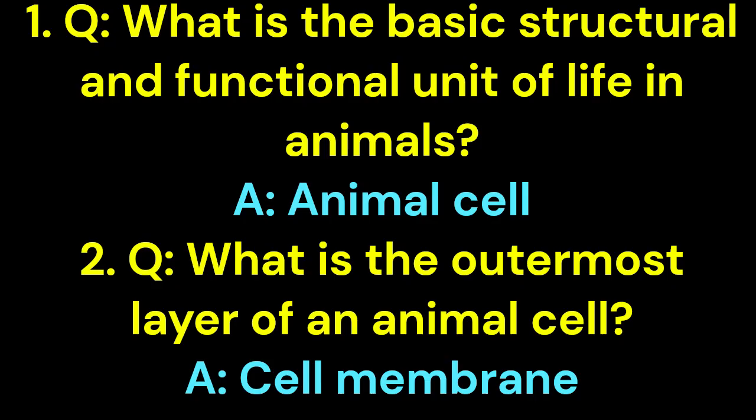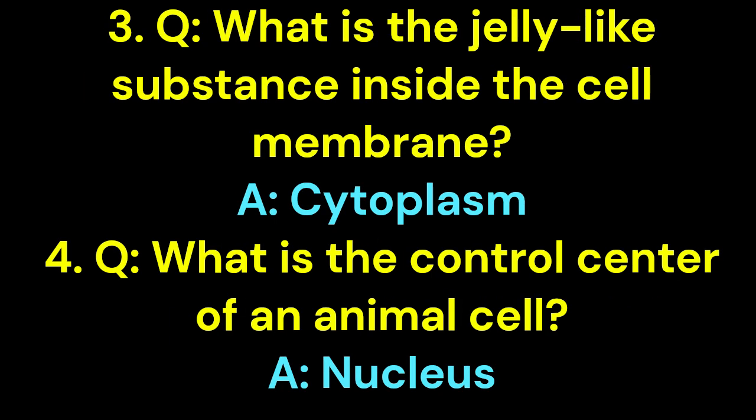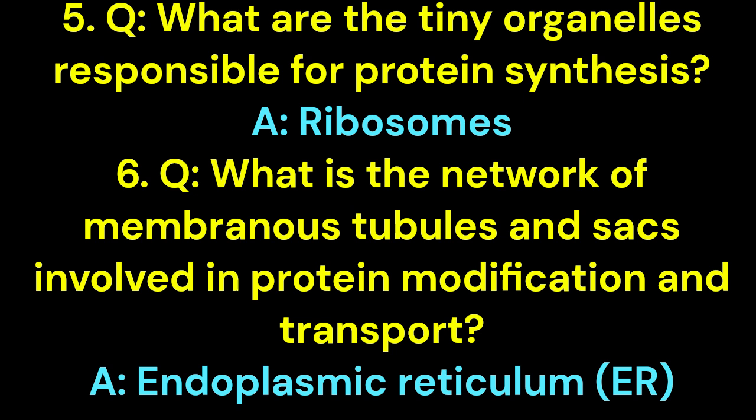Let's start. 1. Question: What is the basic structural and functional unit of life in animals? A. Animal cell. 2. Question: What is the outermost layer of an animal cell? A. Cell membrane. 3. Question: What is the jelly-like substance inside the cell membrane? Cytoplasm. 4. Question: What is the control center of an animal cell? A. Nucleus.